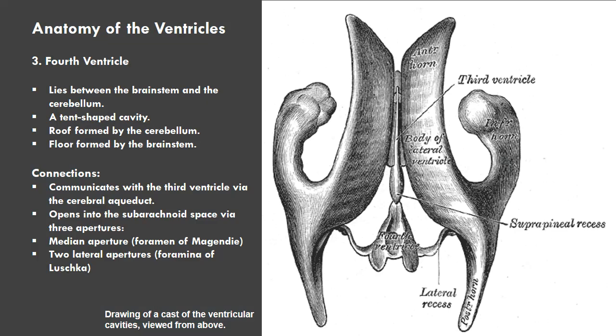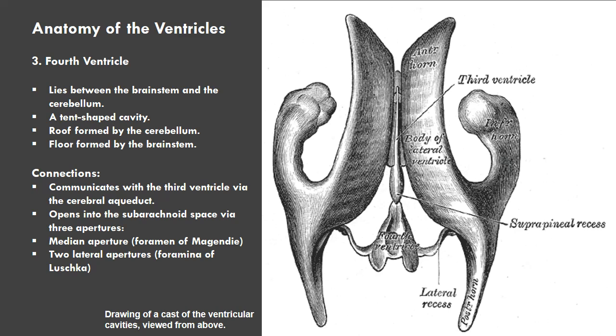Number 3 is the fourth ventricle, which lies between the brainstem and the cerebellum. It is a tent-shaped cavity with a roof formed by the cerebellum and a floor formed by the brainstem. It communicates with the third ventricle via the cerebral aqueduct. The fourth ventricle opens into the subarachnoid space via three apertures.